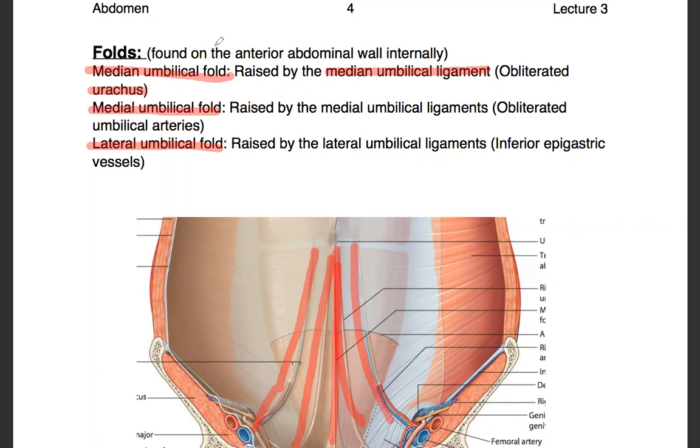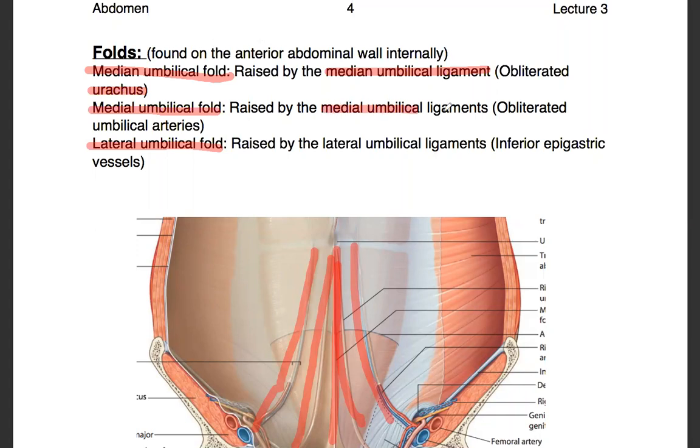Is this part clear? Clear. Perfect. What happens is that the ligament with the peritoneum around it is called a fold. There are three sets sitting around the umbilicus: the median umbilical fold, the medial umbilical folds, two of them, and the lateral umbilical folds, two of them. Median is formed by the median umbilical ligament, which is basically the urachus. In an adult it's useless.